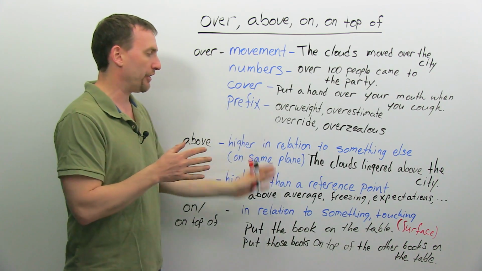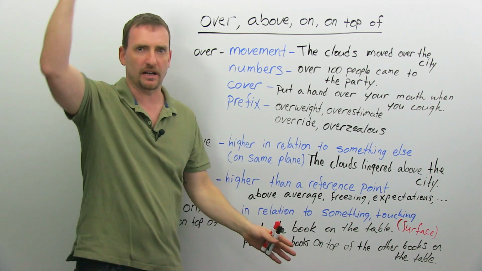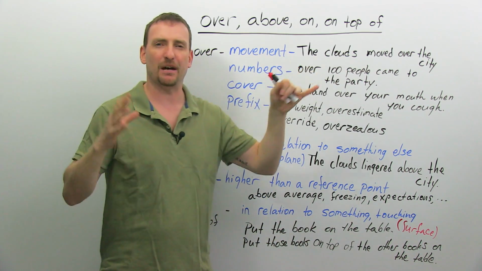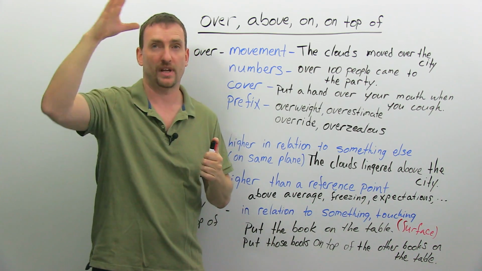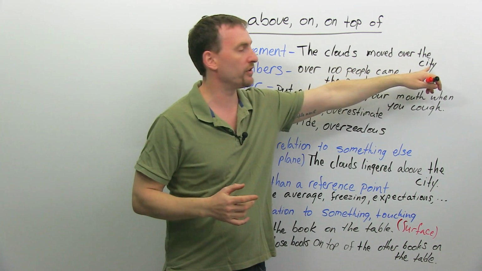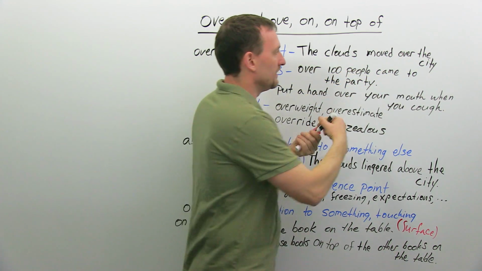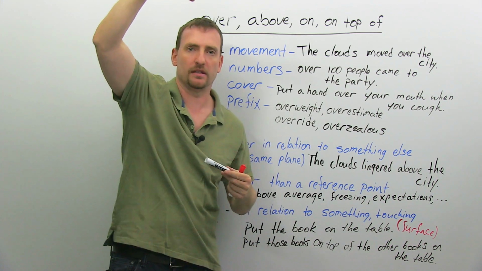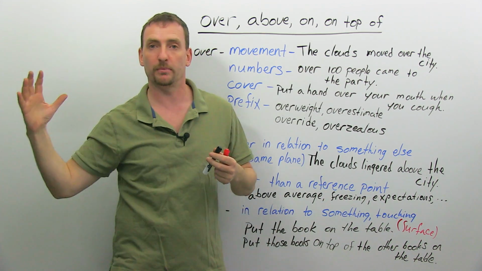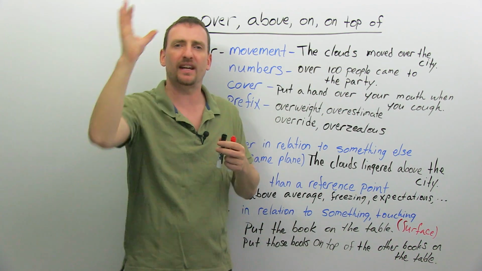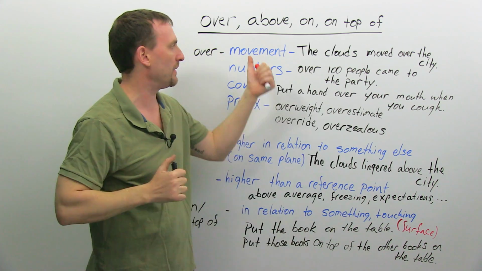First of all, these prepositions talk about a higher position. When we use over, we're generally speaking about the movement of something higher, right? So the clouds moved over the city. What does this mean? It doesn't mean that the clouds came and then just stayed there. No, over means they came and they passed and they kept going, right? So we always have that idea of movement when we're talking about over.